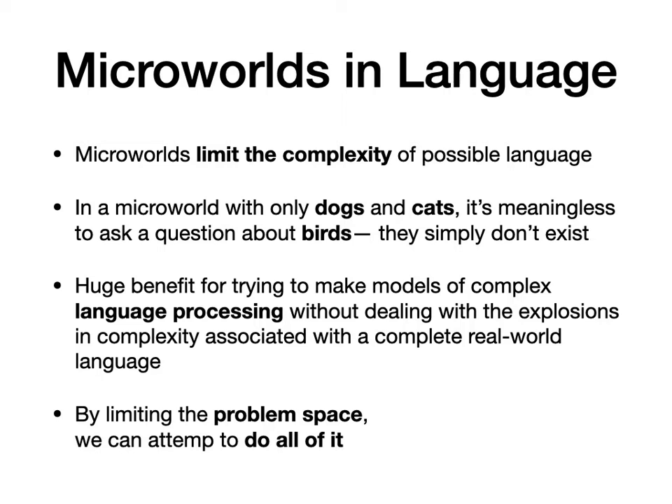And this is a huge benefit for trying to make models that are a little bit more complex, right? Things that try to put together a full set of all the things we think a human might be able to do to process language without dealing with that explosion and complexity that you get with real-world language sets. So the key idea being, by limiting the problem space, we can attempt to do all of that problem space, right? So we are limiting the set of things we consider to be, quote, language, so that we can say, okay, I want to do all of this small set.